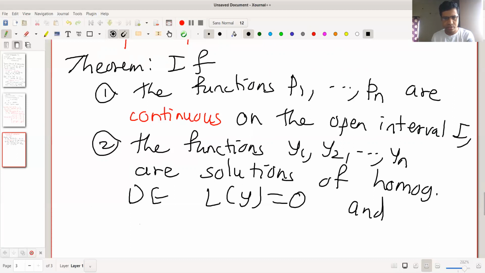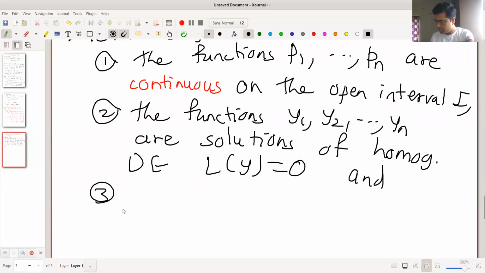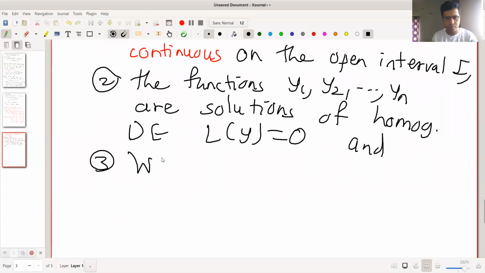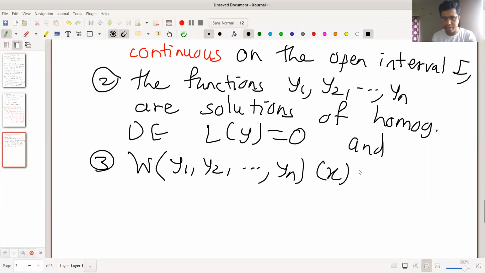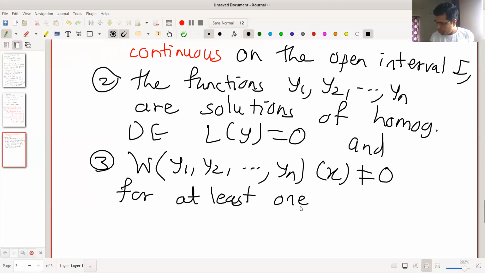And third condition is the Wronskian of all these functions y1, y2, and so on yn at any point x in interval I is non-zero for at least one point x in I. Okay, so all these are the conditions.